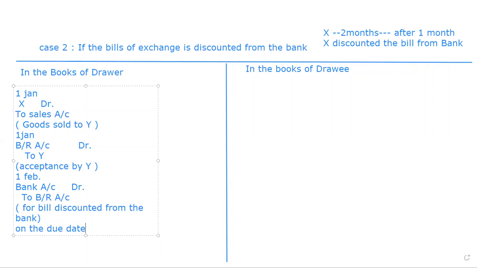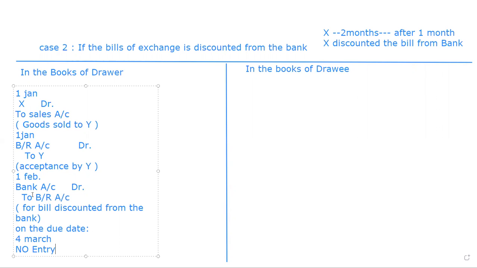If you remember, yesterday I told you how to find the due date. It will be 1st January to 1st February, 1st February to 1st March, and we will add 3 days of grace and it will become 4 March. Now, on 4 March, the drawer does not receive any amount because the drawer has received the amount earlier. So at the time of payment, there will be no entry in the books of X.